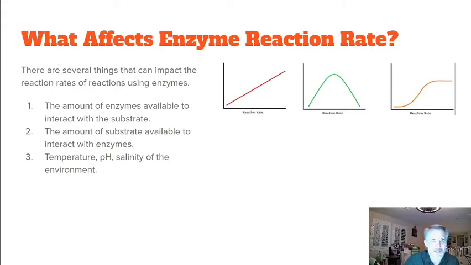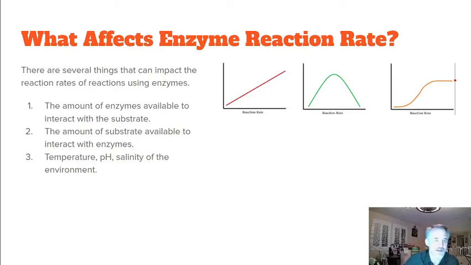The amount of enzymes available. If the amount of enzymes increases, the rate would essentially keep increasing until we ran out of substrate or out of enzymes. If we got to a point where it ran out of enzymes or substrate, it would flatten out and stay steady.